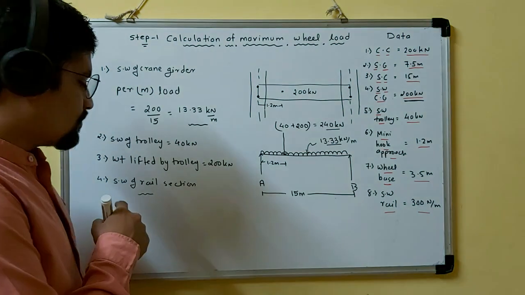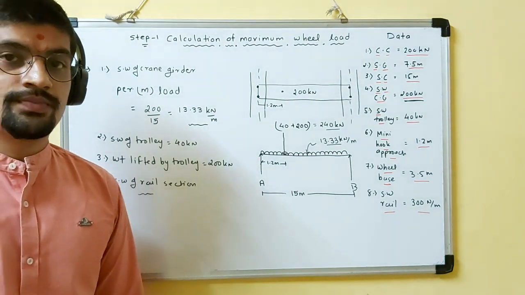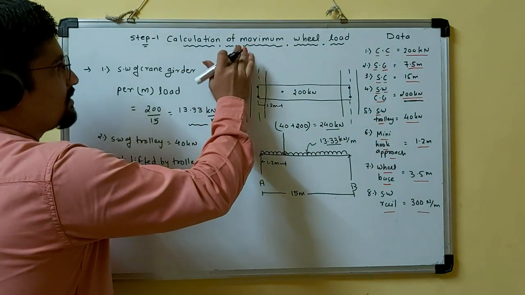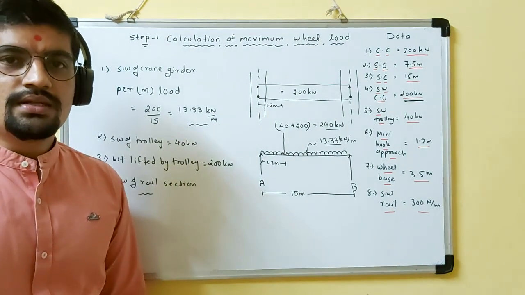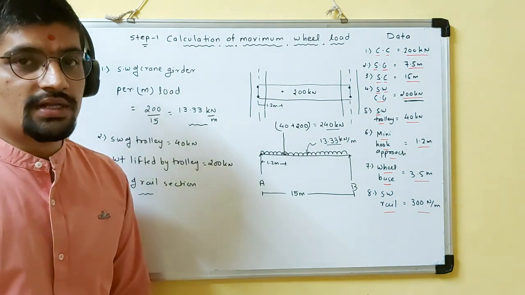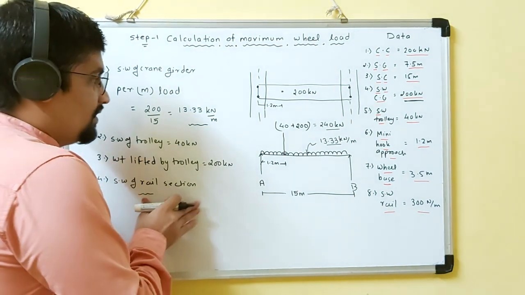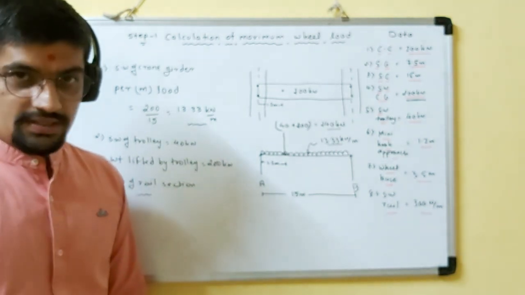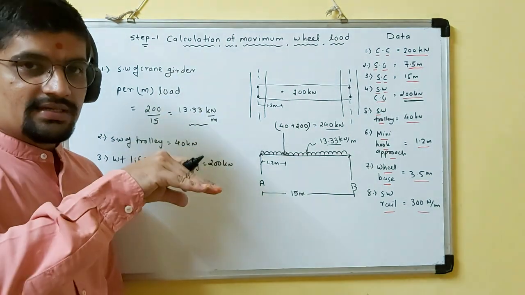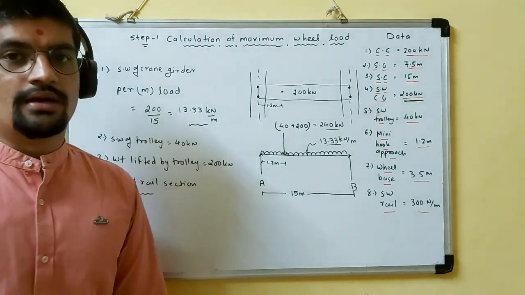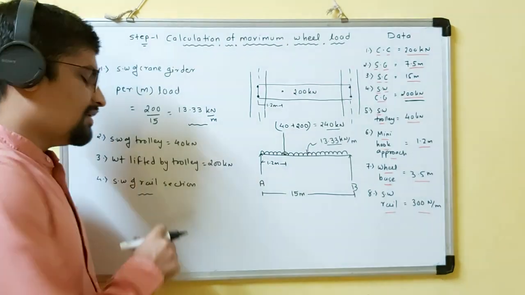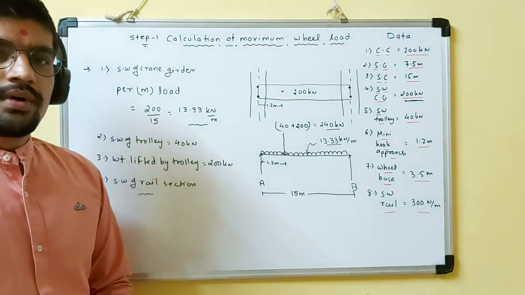Are we going to consider this load or not? We are not going to consider it, because we need to find the calculation of the maximum wheel load, and the wheel is the upper portion of the rail section. Wheels are placed on the rail section, so the wheel load occurs on the rail section that we are going to calculate. It is over the rail section, that's why this load is not being considered. But whenever we calculate the design of the gantry girder, at that time we are going to consider the rail section.